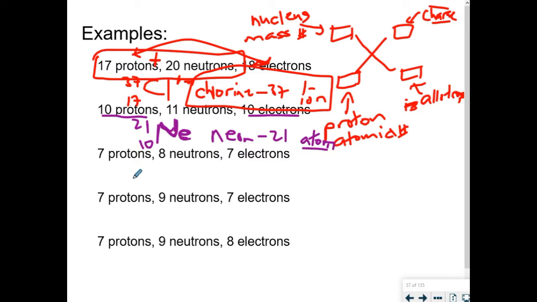7 protons. Yeah, go ahead. Yeah, it's positives in island 2. Yeah, good question. Cool. Okay. Hey, Google. What's atomic number 7?